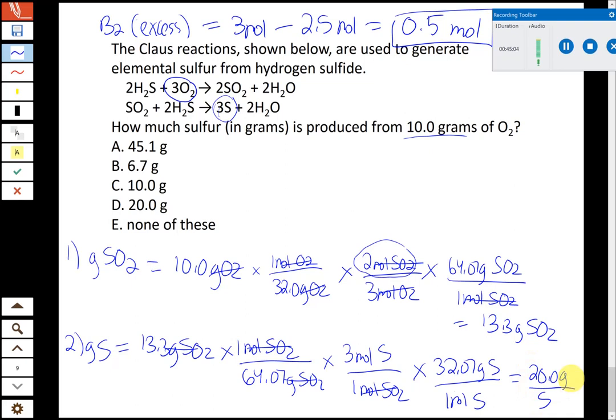All right, and so that number matches choice D, so that's what we would pick here in this multiple choice question. So in a two-step stoichiometry problem like this, really the way that's going to make the most sense at this point would be to do two separate calculations. Figure out how much SO2 forms, and then that's going to be the species that's consumed in the second reaction, so then start with that amount to figure out how much of the sulfur forms.